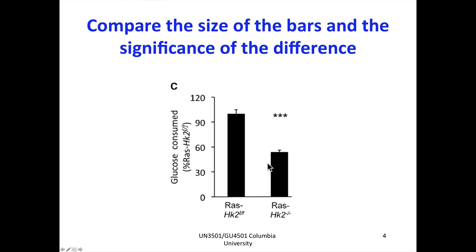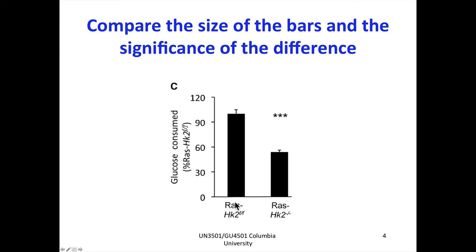Let's look at another example. You can see you can do the same kind of comparison for whatever readout or effect that you want. So again, let's say you want to compare what happens when you remove hexokinase 2. You have the hexokinase 2 null cells with the cells that have hexokinase 2 floxed on glucose consumed. So how much glucose are these cells consuming? Again, looks like they've set this to 100%.